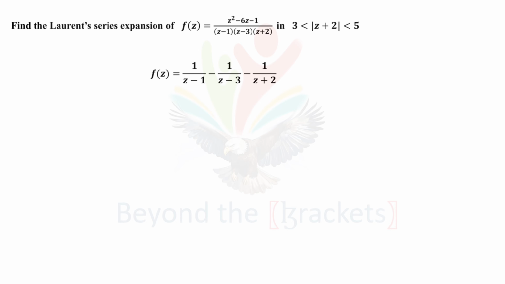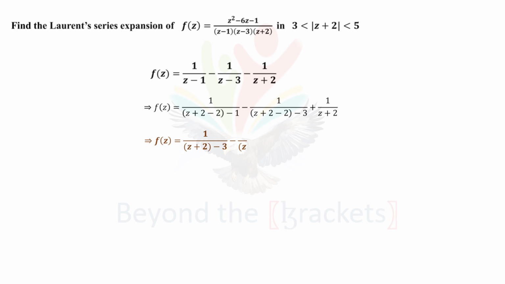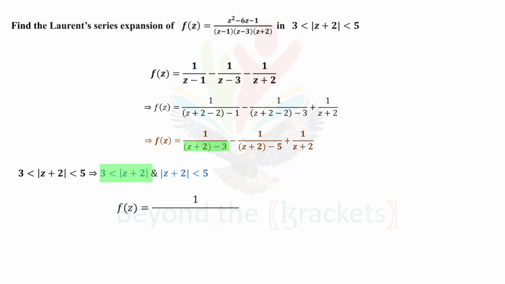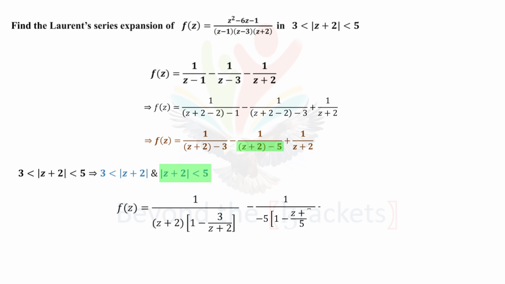Here the region is 3 less than modulus of z plus 2 less than 5. So we express every term in powers of z plus 2. So the terms simplify to, the first term is 1 by z plus 2 minus 3 and the second term is 1 by z plus 2 minus 5. The third term is already in the form z plus 2. For the first term, we get 1 divided by, since modulus of z plus 2 is greater than 3, so we take z plus 2 common in the denominator to get 1 minus 3 by z plus 2. For the second term, we get 1 divided by, since 5 is greater than modulus of z plus 2, so taking minus 5 common in the denominator, we get 1 minus (z plus 2) by 5. While the third term is 1 by z plus 2.